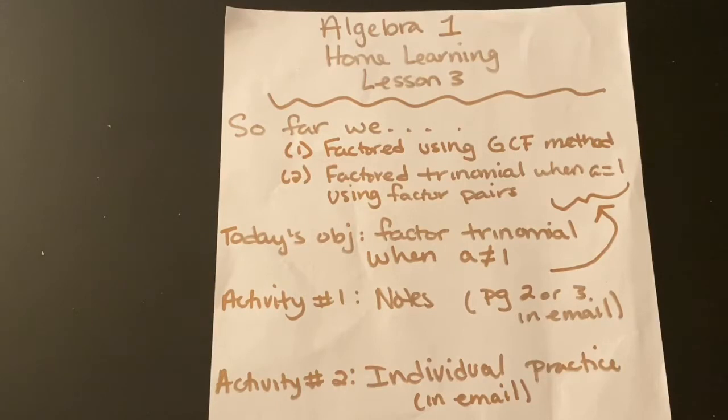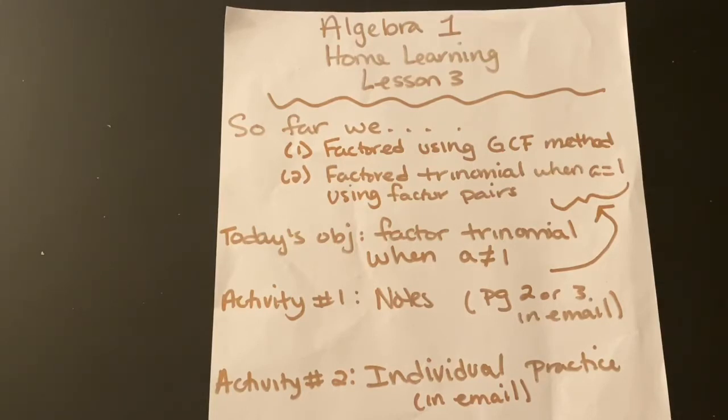So far we have factored using the greatest common factor method. We have also factored trinomials when the a term is equal to 1 using factor pairs. Today's objective is that hopefully we'll be able to factor trinomials when a is not equal to 1 by using both of those methods. First, by using the GCF method, and then second, by using the factor pairs method.